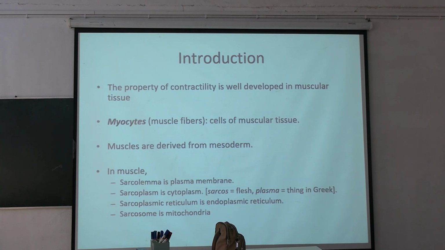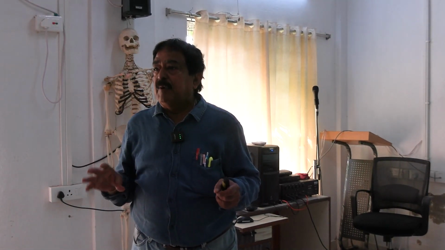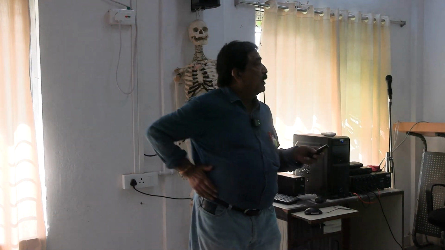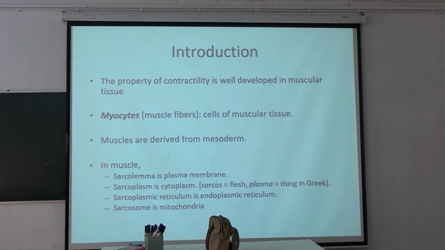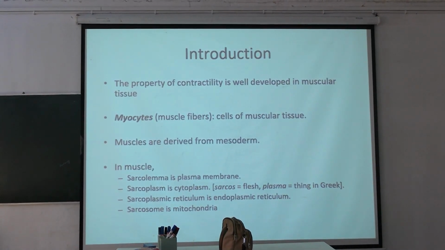Now the property of contractility is well developed in muscular tissue; it contracts. Even when you go to the poultry shop or mutton shop, after the butcher cuts off the neck, you see again peel off the skin, but yet the muscles are twitching. So it contracts, okay. Now myocytes, muscle fibers of muscular tissue. Myocytes are the muscular tissue.